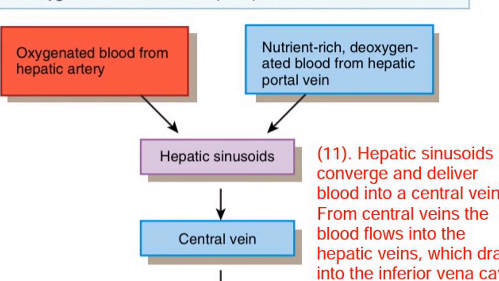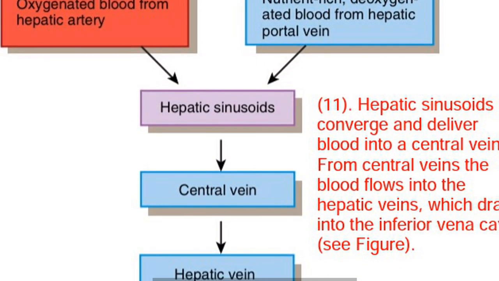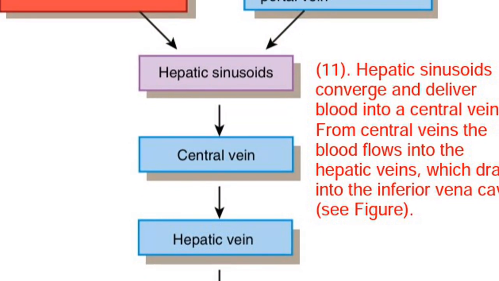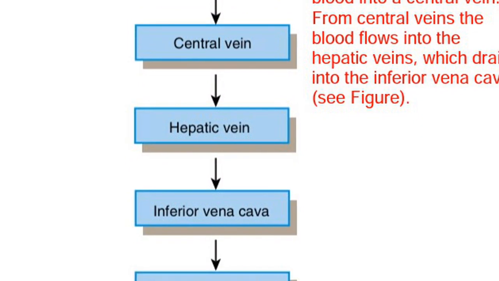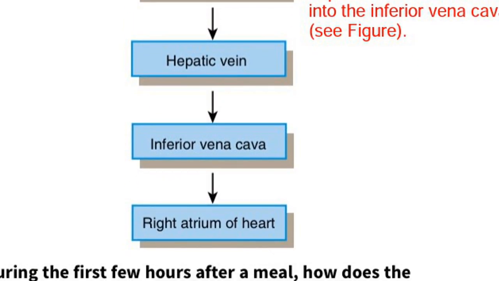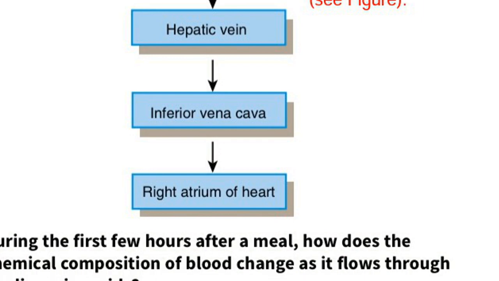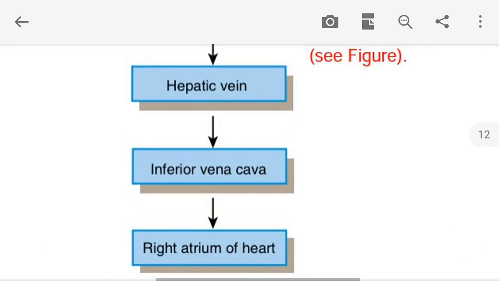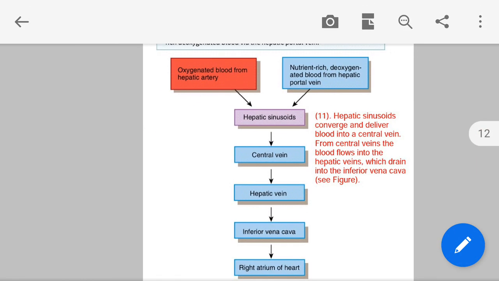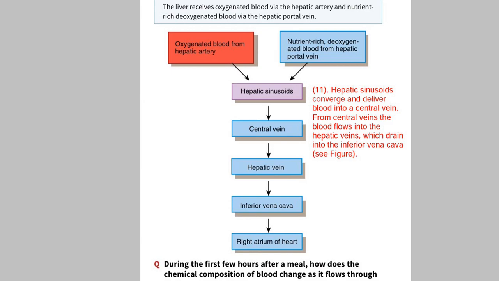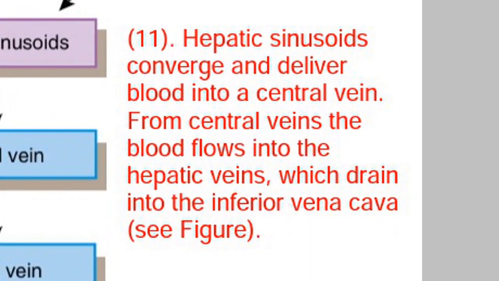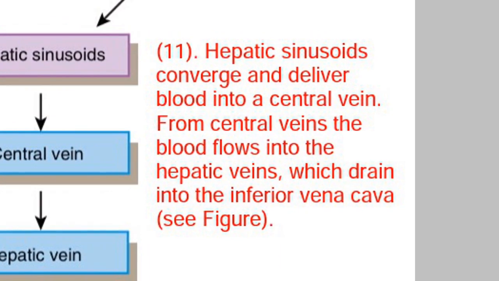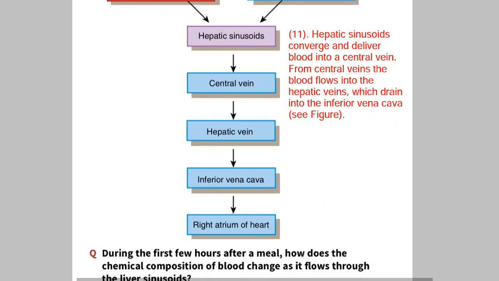Now from hepatic sinusoid blood enters into the central vein, then blood from central vein enters into the hepatic vein, then from hepatic vein blood enters into the inferior vena cava, and from inferior vena cava blood enters into the right atrium of the heart. So this is the entire route of the blood, okay, and this is the theory point that we have discussed. Point number 11, route of the blood from hepatic sinusoid to heart.